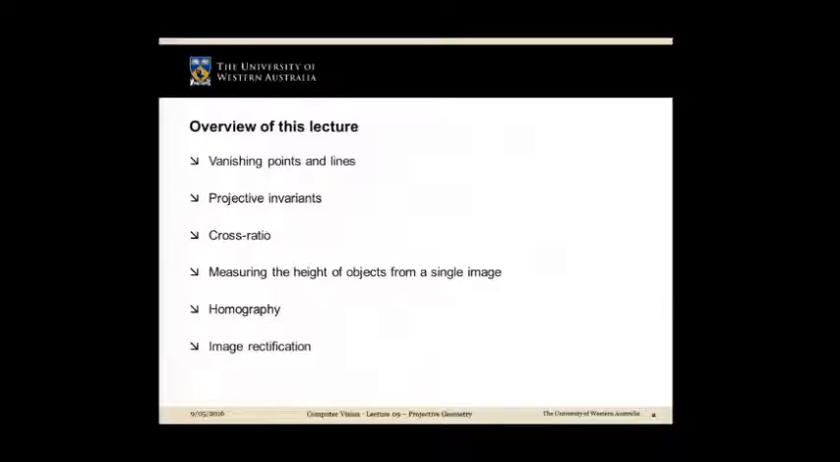And then we will discuss the cross ratio, which is one of the very important properties, and measuring the height of objects from a single image. We'll see how to use vanishing points, vanishing lines, and all these concepts of projective geometry to measure the height of an object. Then we'll look into homography, and finally image rectification.